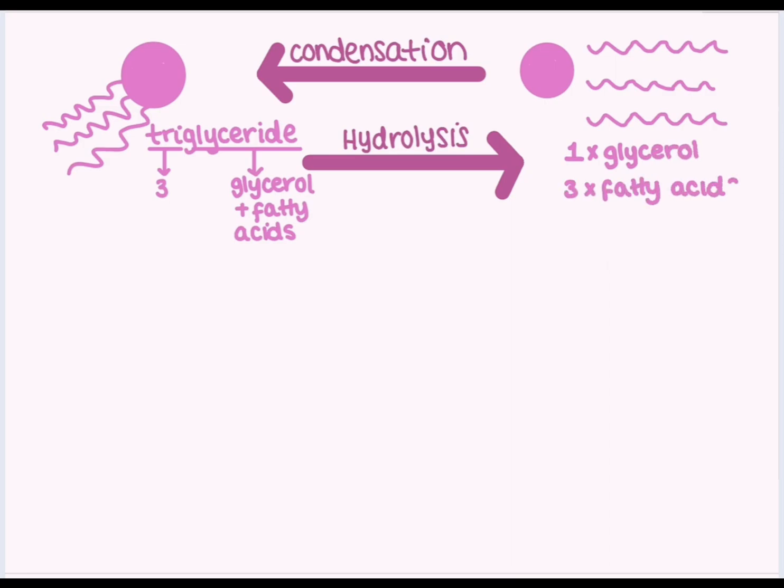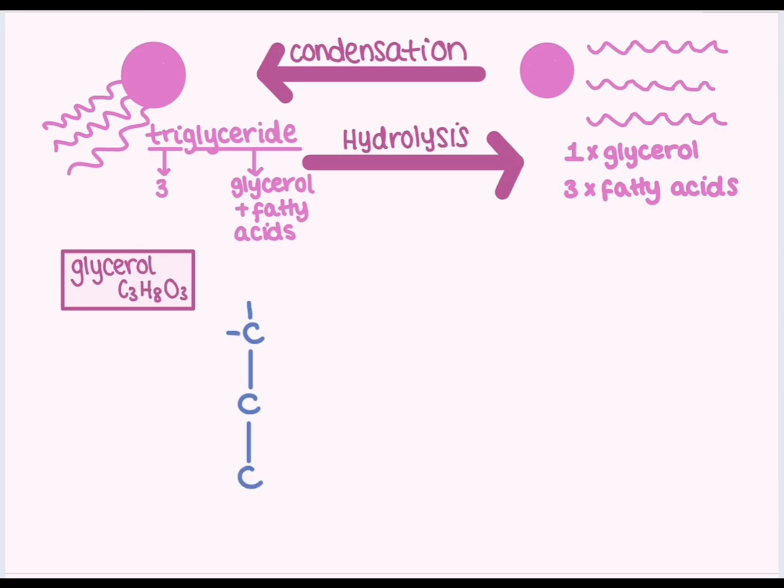So on the right, we have the monomer units, 1 molecule of glycerol and 3 separate fatty acid chains. So here is both the molecular and the structural formula of glycerol, a very simple polyol molecule. Glycerol specifically is a triol as it contains 3 hydroxyl groups, which we can see there on the right-hand side of the molecule. Then we have the 3 fatty acids.